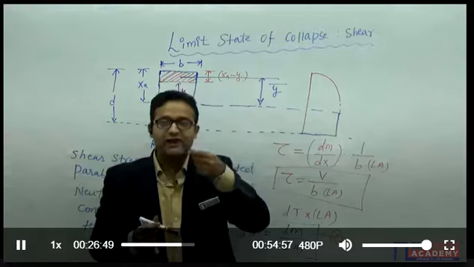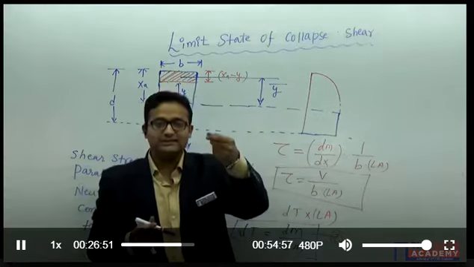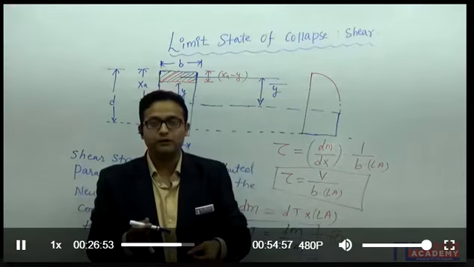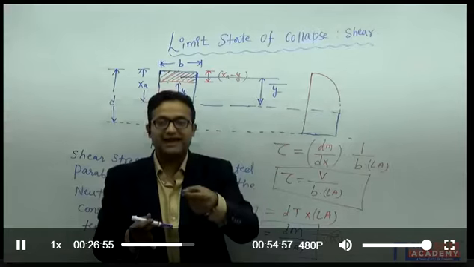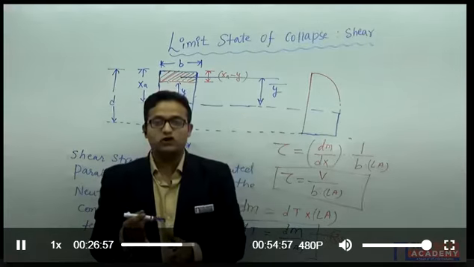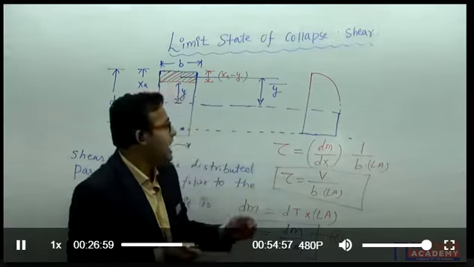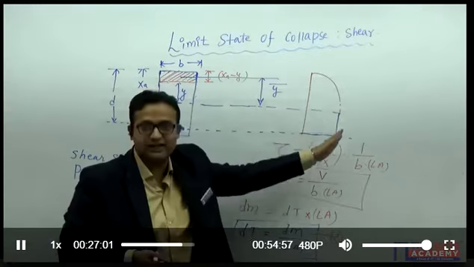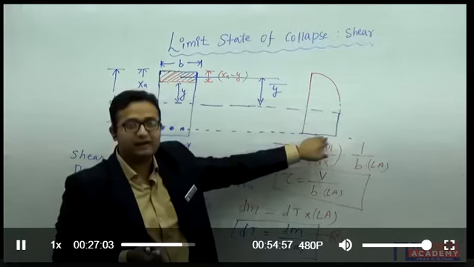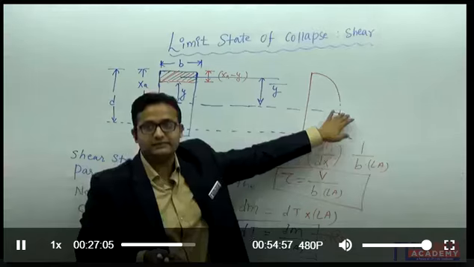So for all the values of Y from the neutral axis up to the tensile reinforcement, it remains constant. That's why I have drawn a vertical line, a constant line, up to the tensile reinforcement from the neutral axis, right?